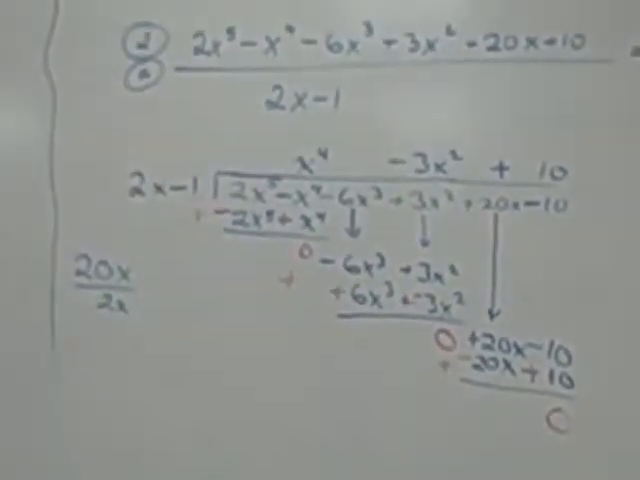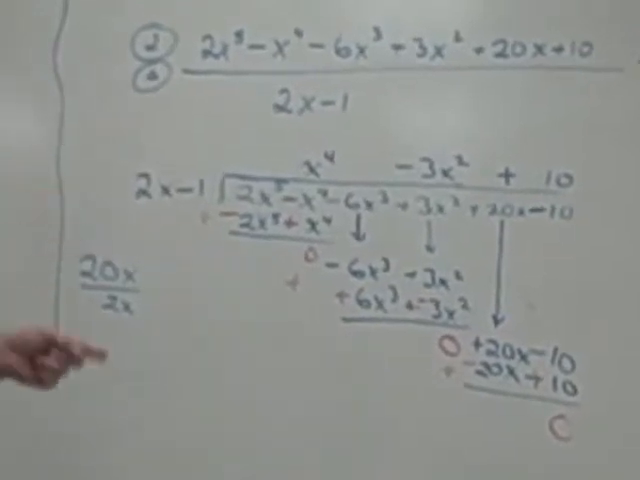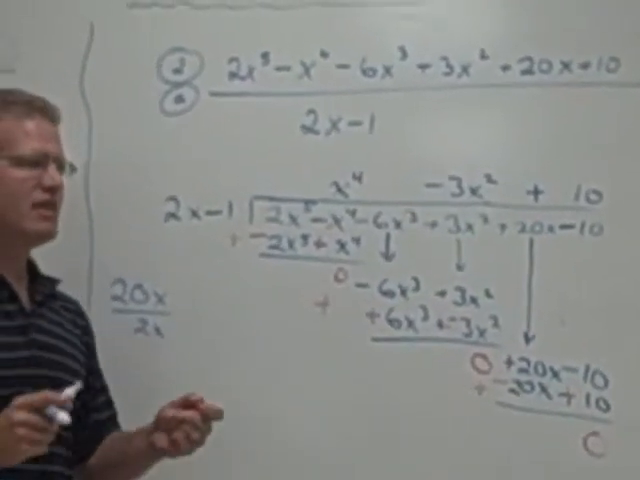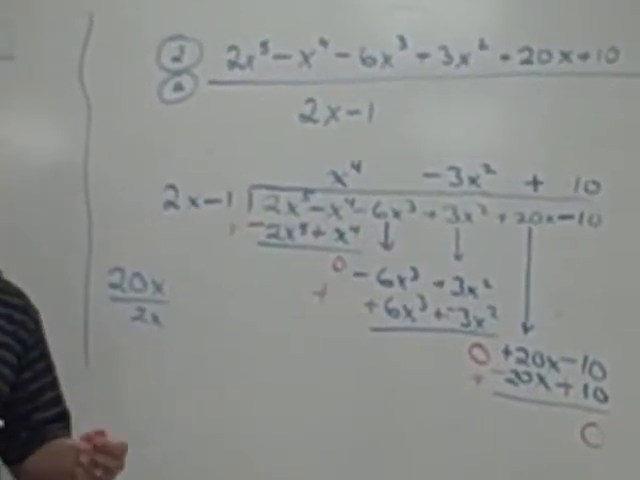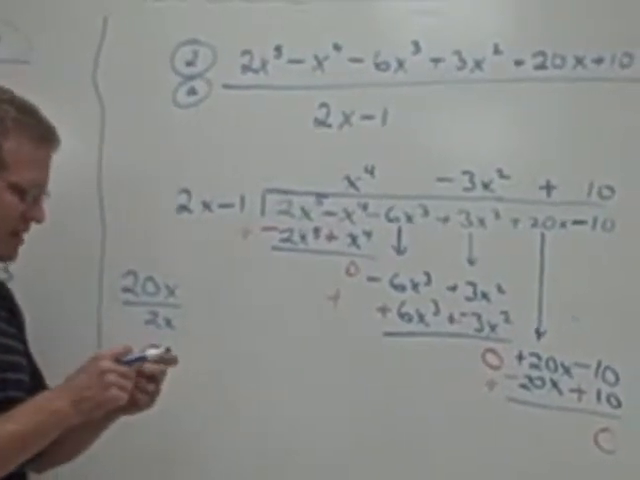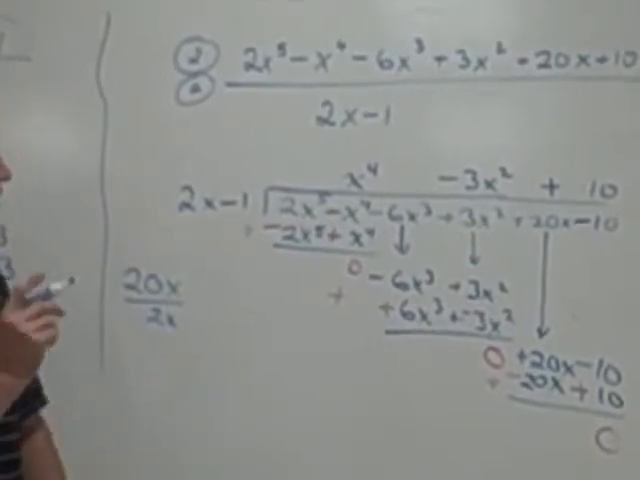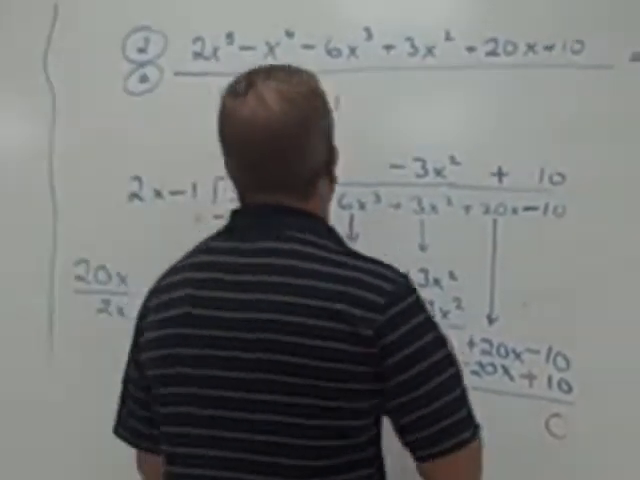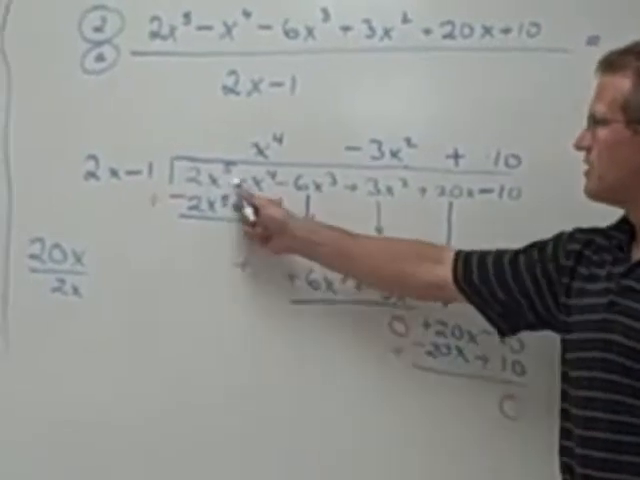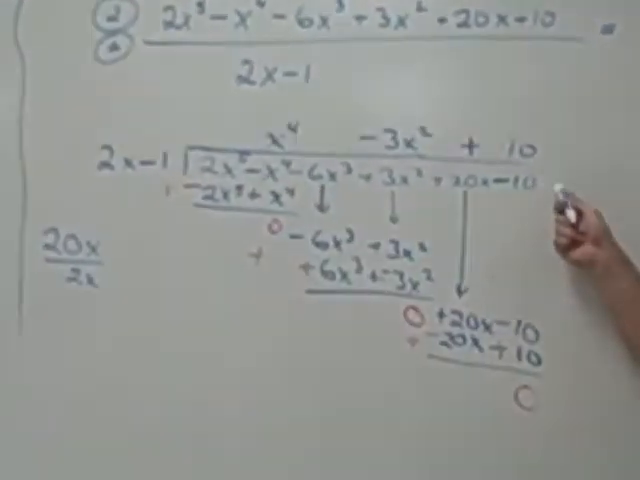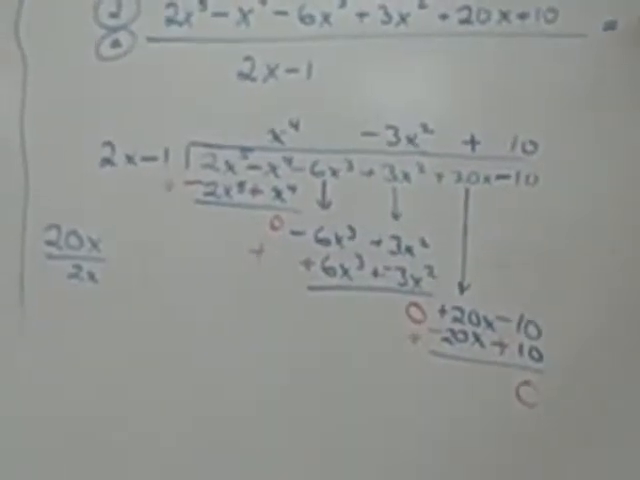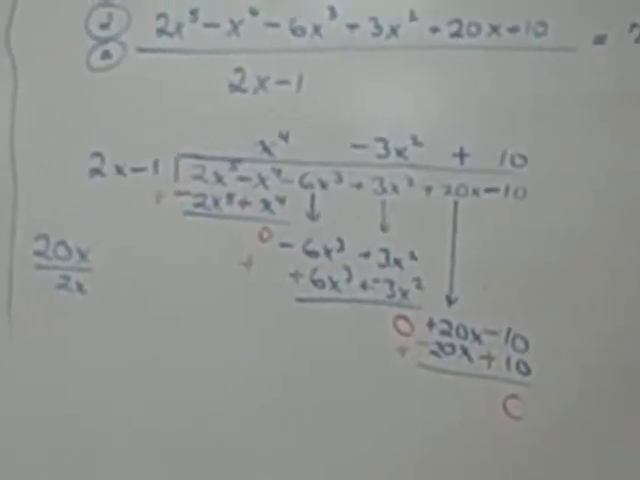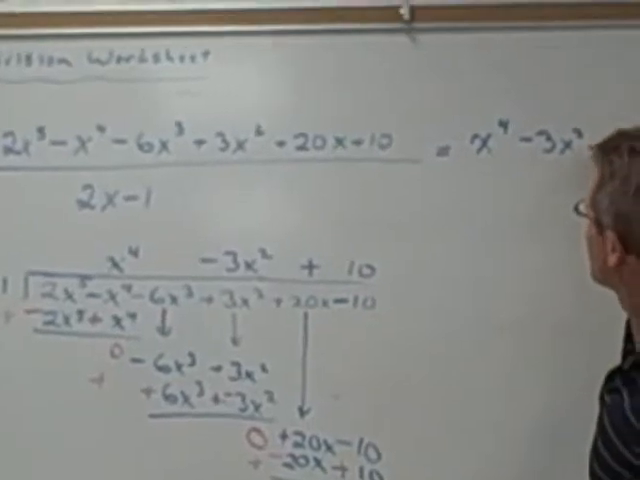So you can see, even I've done this exact problem probably 10 times before. Even though I've done it before, I know exactly what I'm doing. You still have to be really careful about your signs and keeping everything really organized and neat. Otherwise, you're not going to get the right answer. So what this tells me is that when I divide this big x to the 5th polynomial by 2x minus 1, the answer is x to the 4th minus 3x squared plus 10.